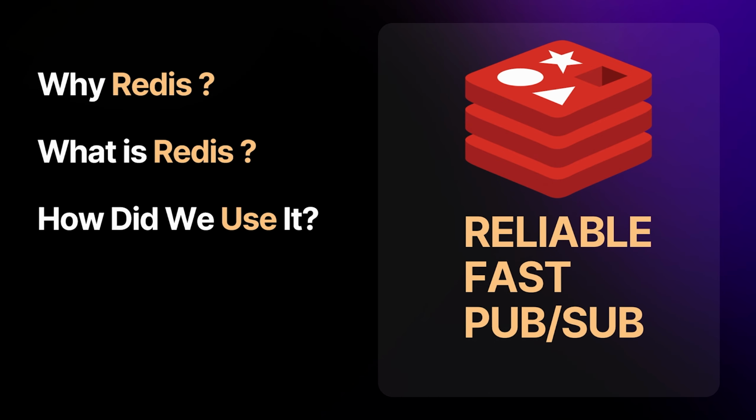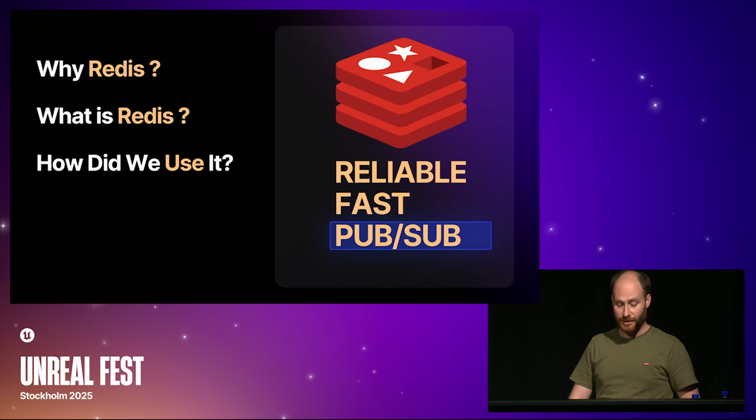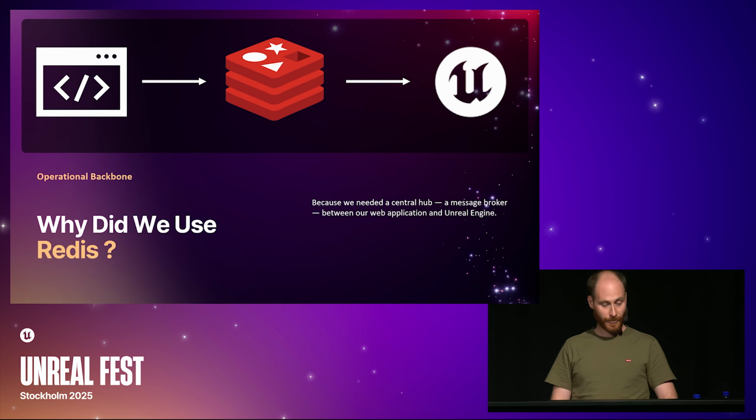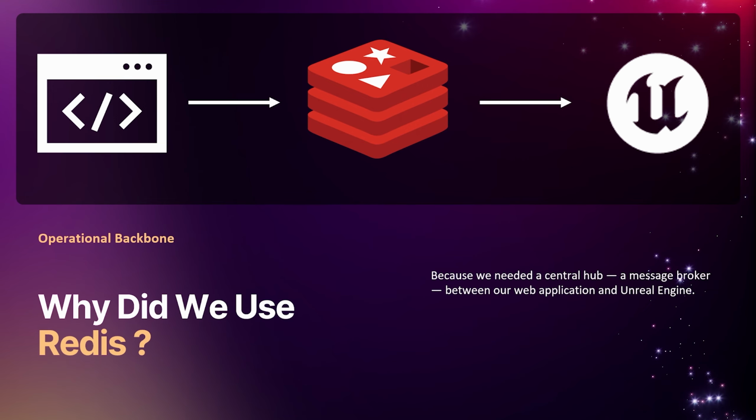Redis is an in-memory data store. It's extremely fast, reliable, and already has PubSub out of the box. So, Redis is not just a database, it's also a real-time communication layer. And why Redis? Because we needed a central hub, a message broker between our web application and Unreal Engine. This reduces latency and simplifies our architecture.